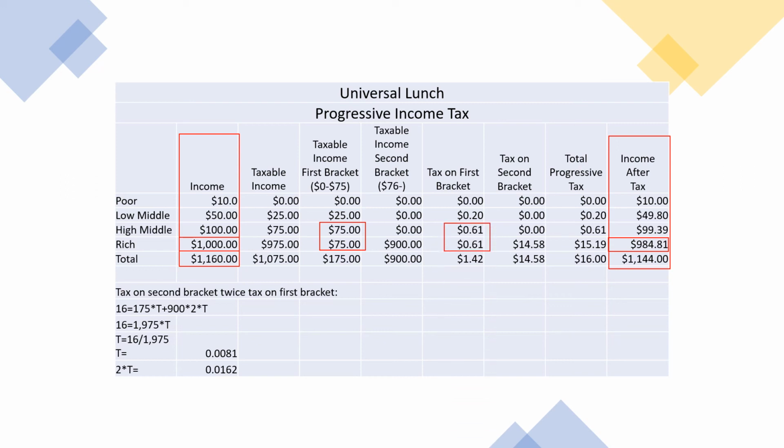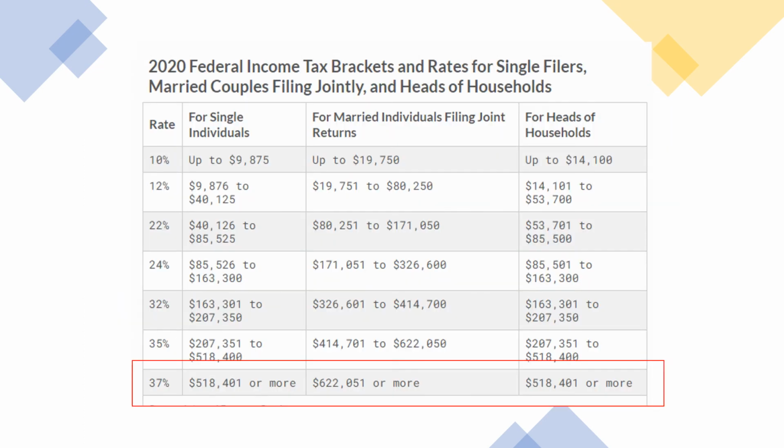In our example, the rich and high middle-income families have $75 in common, and both pay 61 cents on this sum. Even if the tax rate on the second bracket were raised to 99.99%, the richest family would still remain the richest, because the high tax rate applies only to the excess income that the richest family has above everybody else.